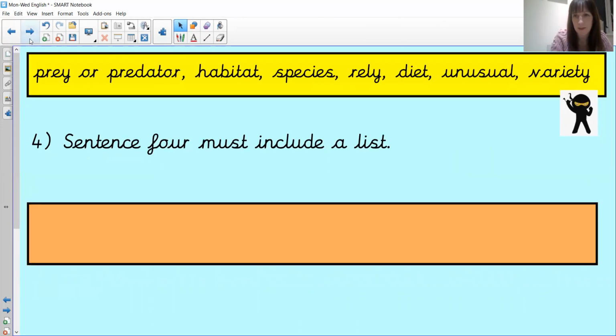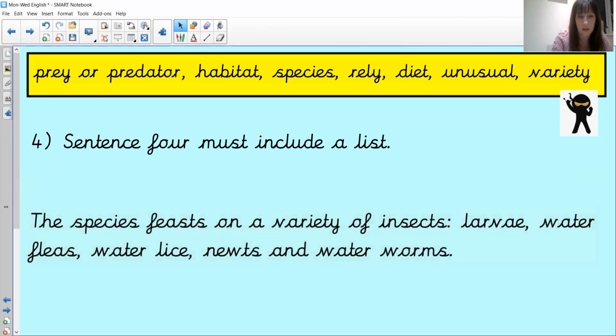Okay, ready for number 4? So sentence 4 must include a list. Now, this is a quite nice one to do, isn't it? Because your list could be what your creature eats. And that's what I did. The species feasts on a variety of insects, larvae, water fleas, water lice, newts, and waterworms.